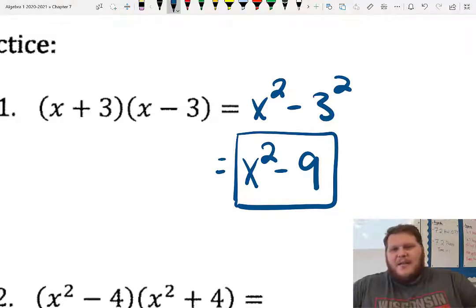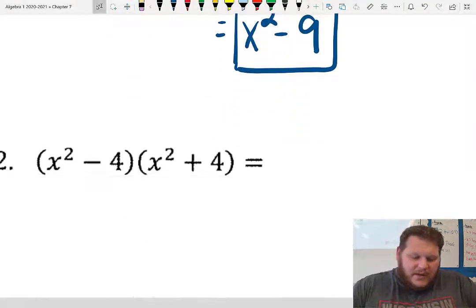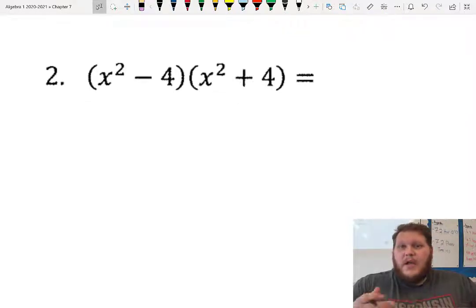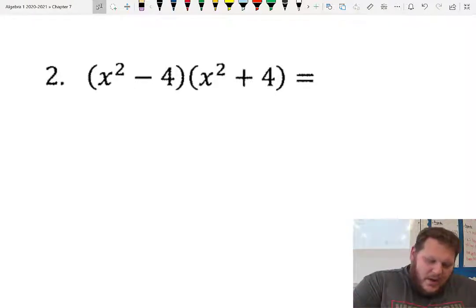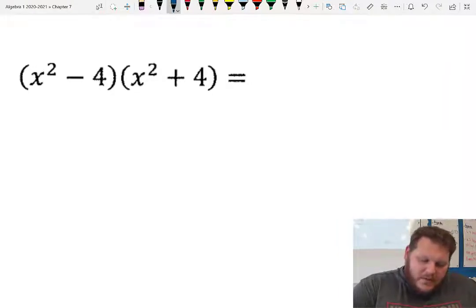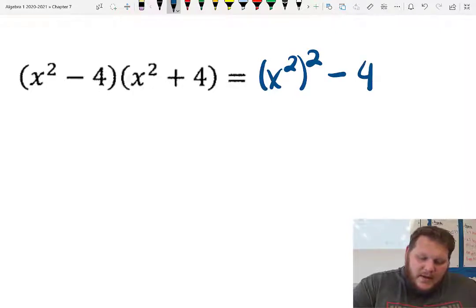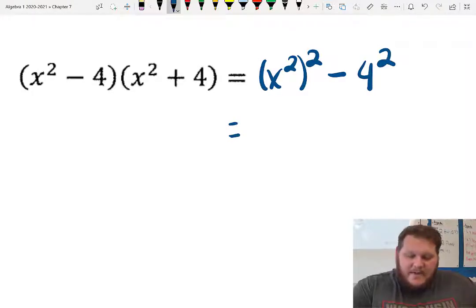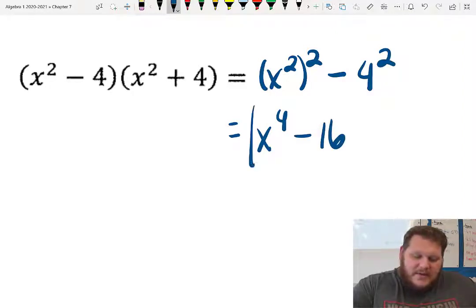Foiling on that is not too bad, but as soon as you hit something ugly like number 2 here, where we've got x squared minus 4 and x squared plus 4, if we were going to go through and FOIL that, some of us would struggle quite a bit. So here, we have to square our first thing, so we're going to take x squared and square that, and then minus our second term squared. When we square x squared, we have to follow our power rule here. The exponent gets raised to the 4th power now, and then 4 squared is 16.